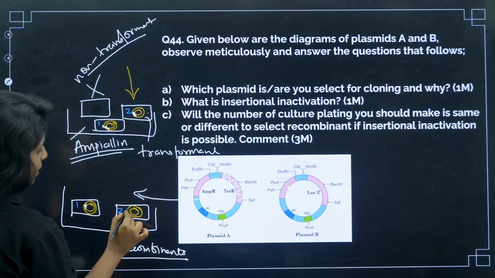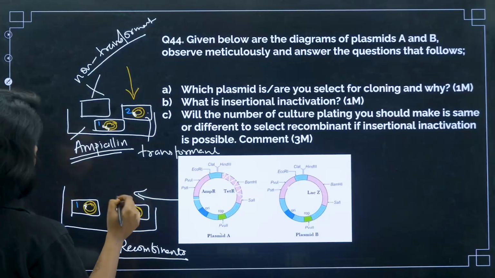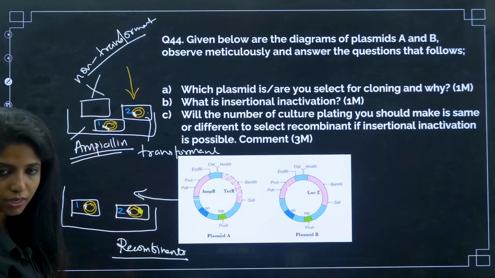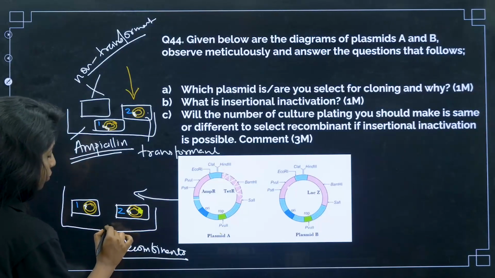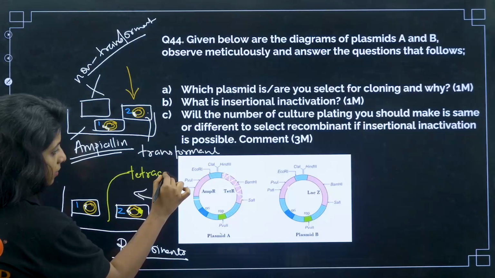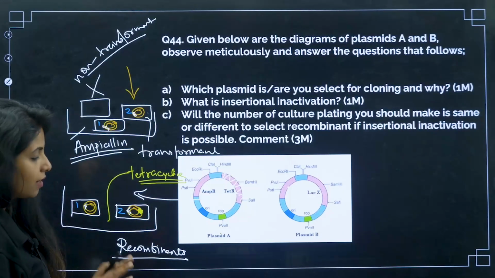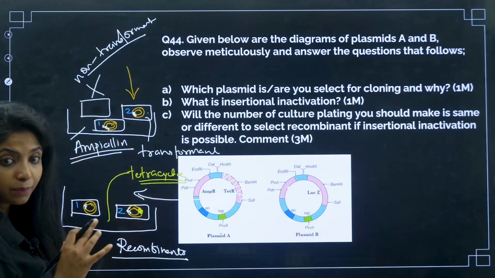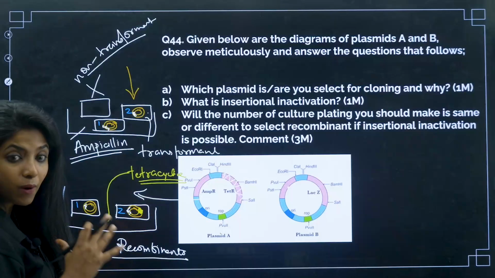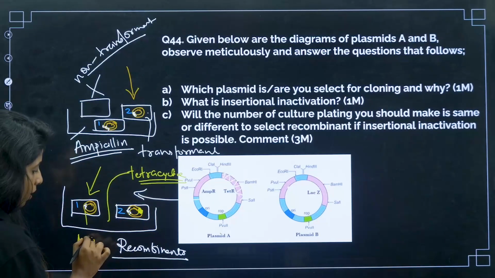Both of them have the ampicillin resistant gene. Now, let me tell you what happens. This one has my gene of interest, whereas this one does not have the gene of interest. So this time I am going to do a culture plating where this particular medium has tetracycline. Now listen, the one that will be able to grow, that means this one is a non-recombinant.